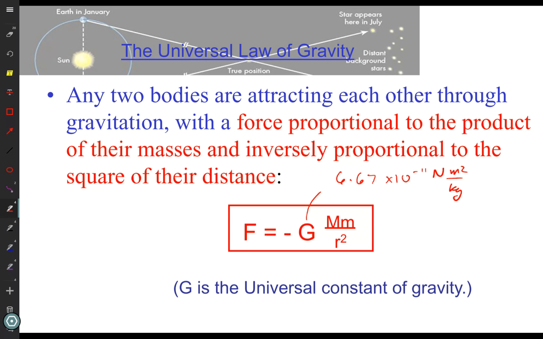I just wanted to make sure I got the number right, rather than putting a number out there and then tomorrow saying I was way off. So G is just a number. And then M, capital M as it shows here, is the mass of one object. Lowercase m is the mass of the other object.